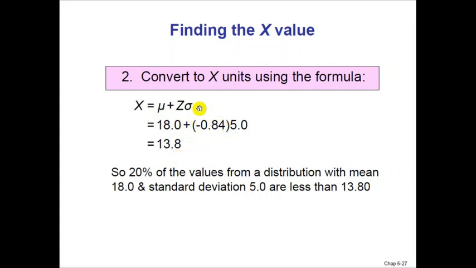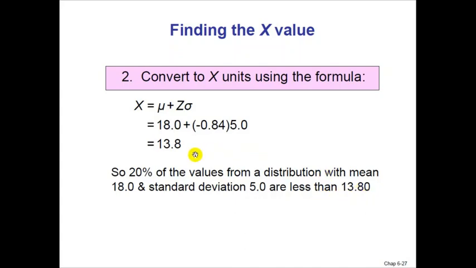Be careful. The z value that you are interested in is on the negative side. So you must add the negative there. This is a common mistake students make. They always miss this negative symbol. So the answer will become a bigger value than this. Make sure you don't make this careless mistake. So I can answer that 20% of the values from a distribution with a mean of 18 and standard deviation of 5 are less than 13.8.